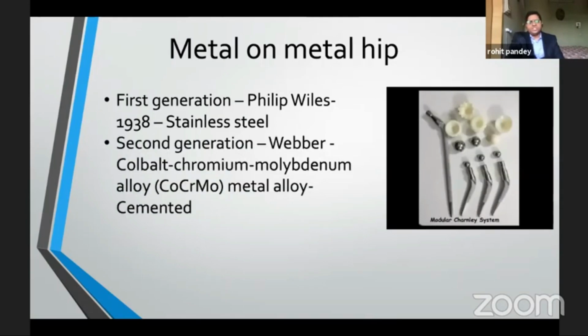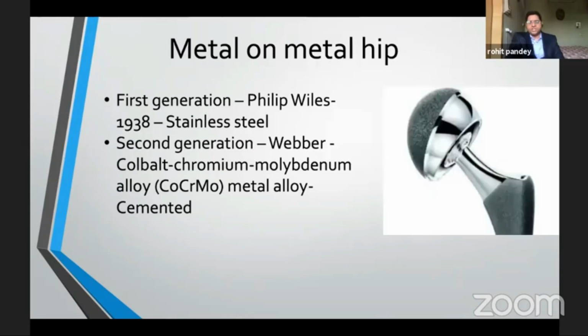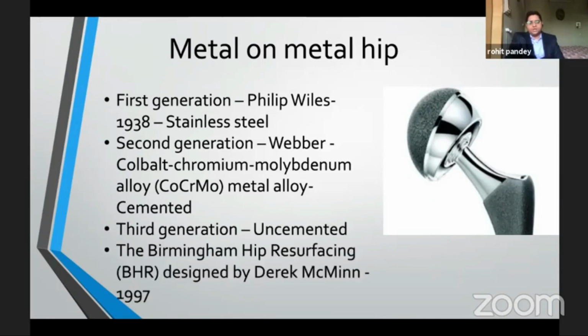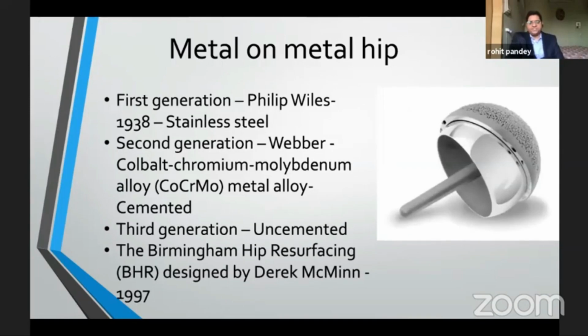Again, there was a resurgence of the second generation, in which cobalt chrome alloy was used. Initially, it was cemented, and then in the third generation, it was uncemented. We also have hip resurfacing, which came into vogue in 1997. So this is all about the history of metal on metal hips in brief.